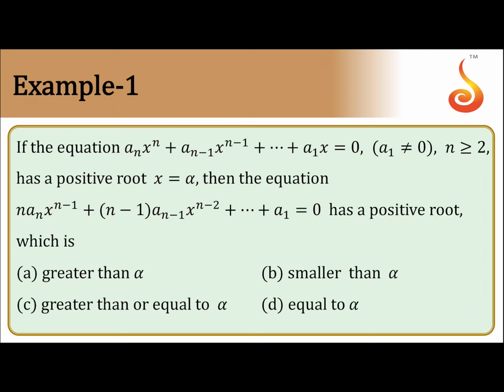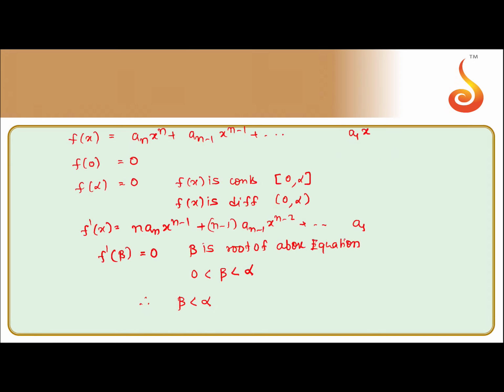In this equation, this is nothing but f'(x). f'(x) = 0 has a positive root. So what is f'(x)? f'(x) = n aₙ xⁿ⁻¹ + (n−1) aₙ₋₁ xⁿ⁻² + and so on, up to a₁. f'(β) = 0 means β is the root of the above equation. But β must lie between 0 and α. Therefore, β is less than α.